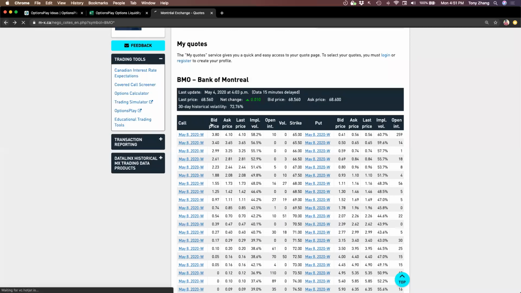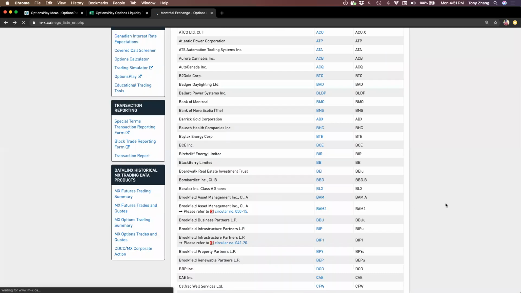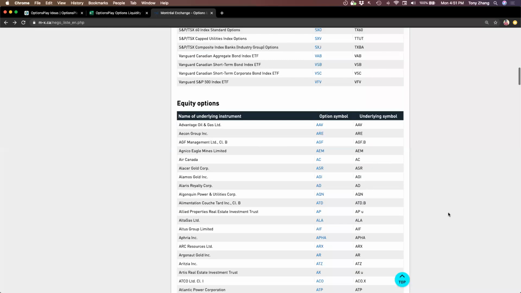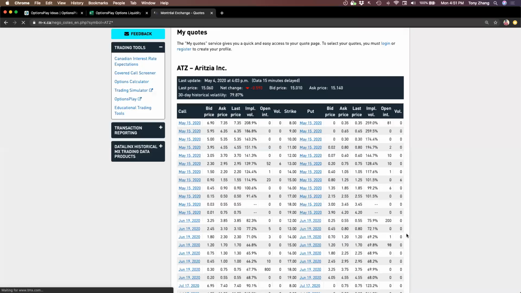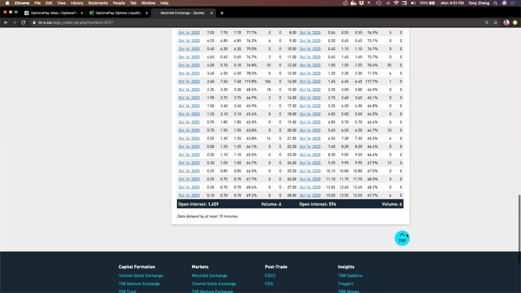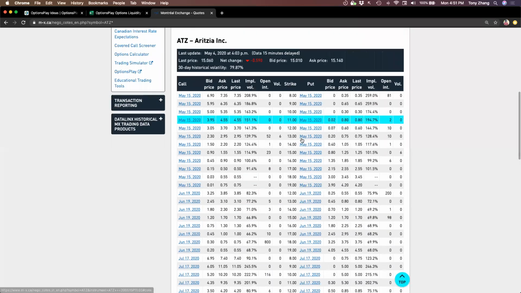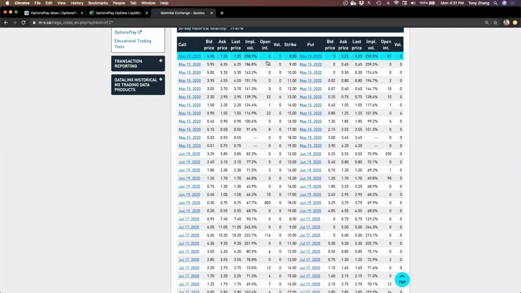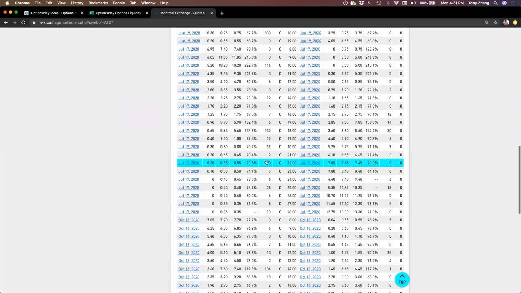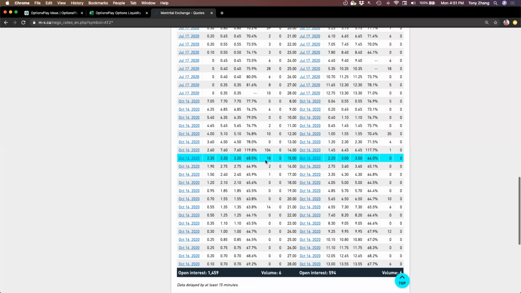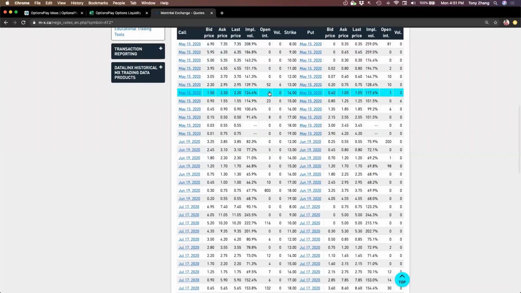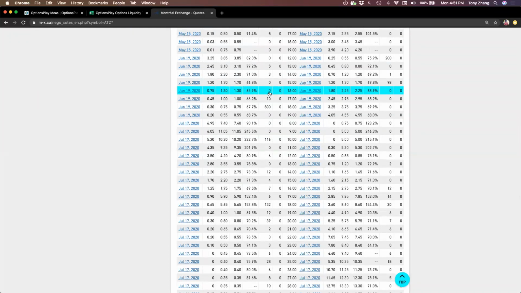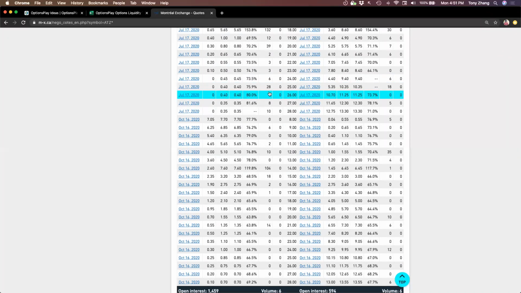Now, compare that to a smaller cap stock. Let's find another one. I don't recognize this particular name, so look at this particular name on the entire option chain. If I look through the entire chain, there's maybe 1,000 contracts in the entire chain. That tells me that this is far less liquid than BMO.